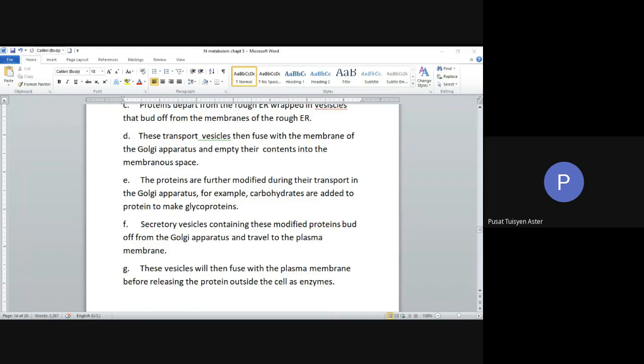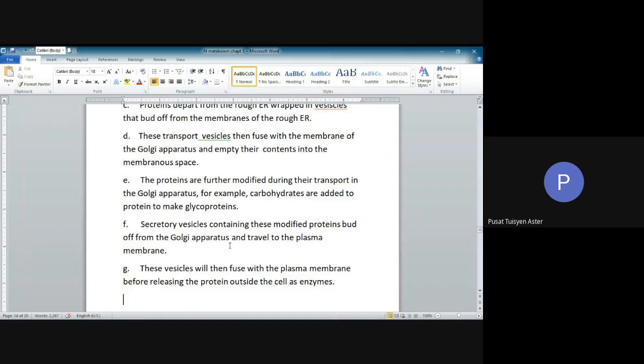Tapi fahamkan the concept dia di mana secretory vesicles containing these modified protein buds of the Golgi apparatus travel to the plasma membrane. So it involves the Golgi apparatus modifying the package which it receives from the vesicles from the RER. Okay, understand the concept and the process. Now these vesicles will then fuse with the plasma membrane before releasing the protein outside the cells as enzymes.